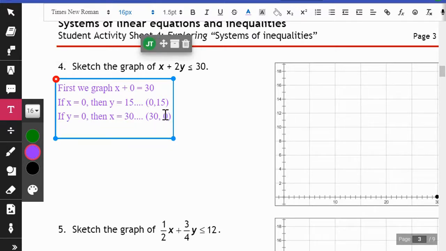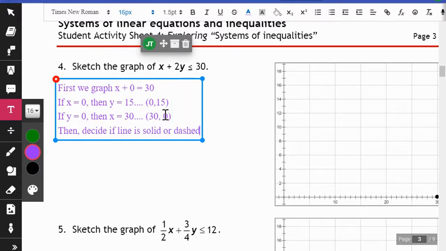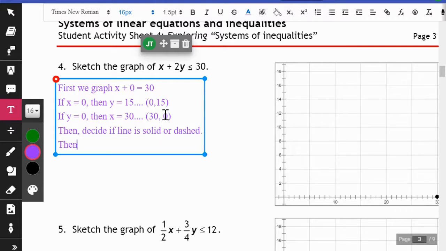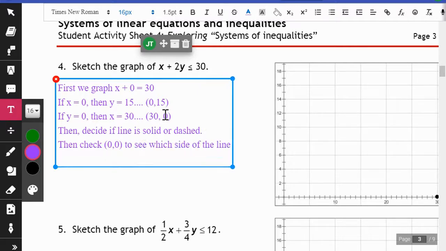The next step is to decide if the line is solid or dashed. Then check 0, 0 to see which side of the line should be filled in. All right?